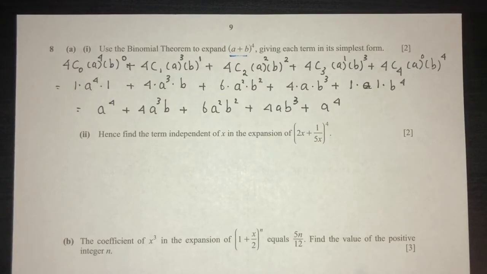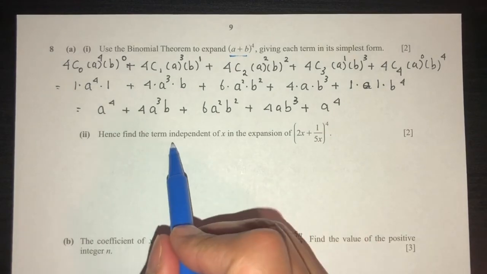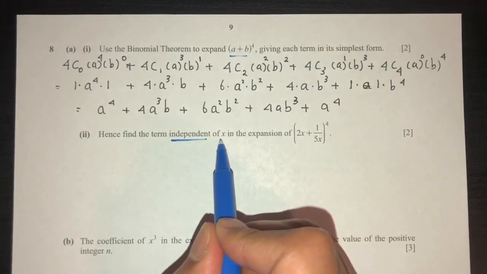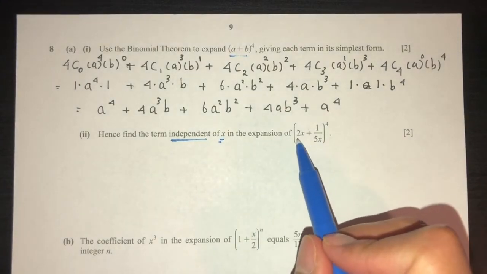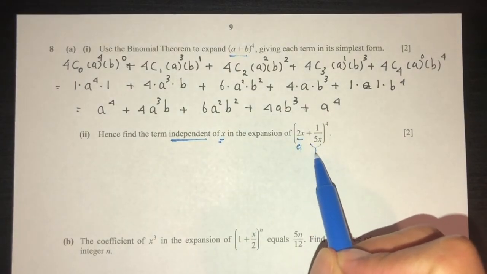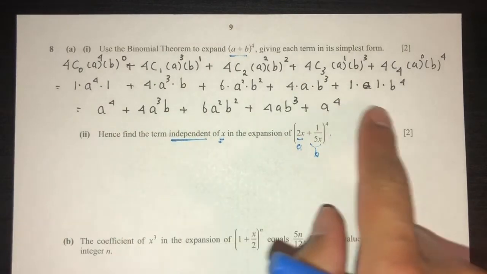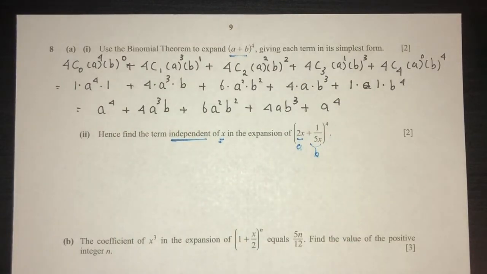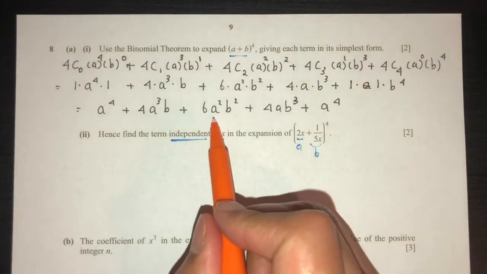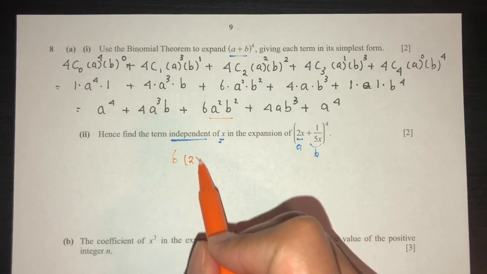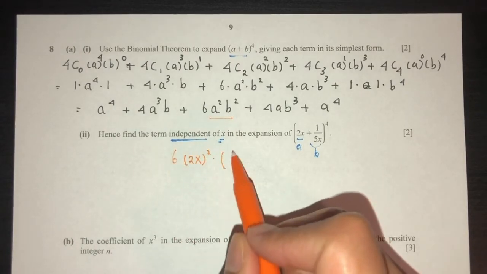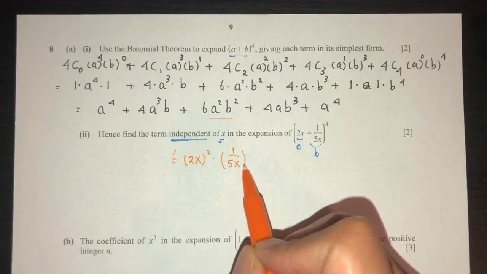Now the question: hence find the term independent of x in this expansion. The term independent means where there's no x. By observation, this will be a, this will be b. Which term can you choose so that there is no x? You will choose this one. Why? If you replace, you will have this. a will be 2x squared, b will be 1 over 5x squared.